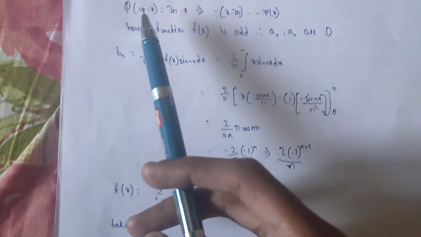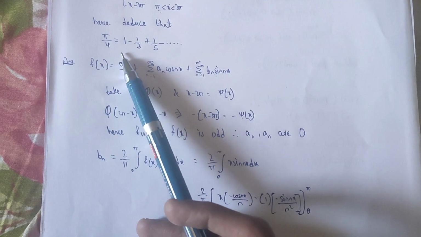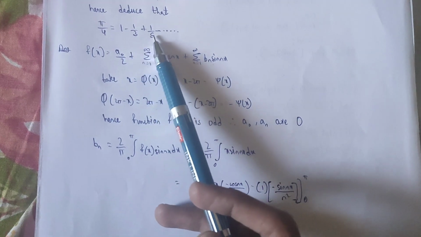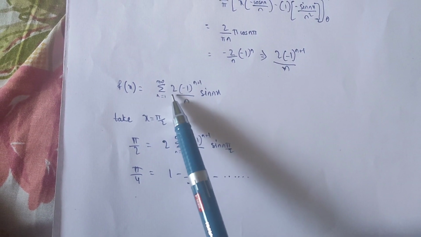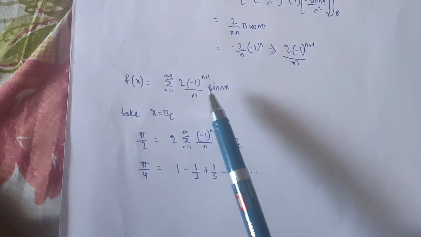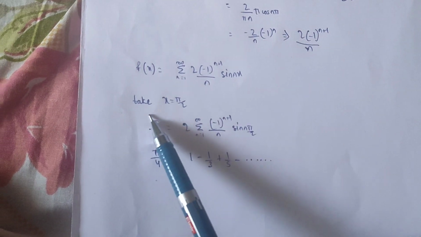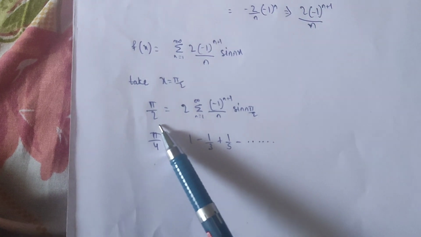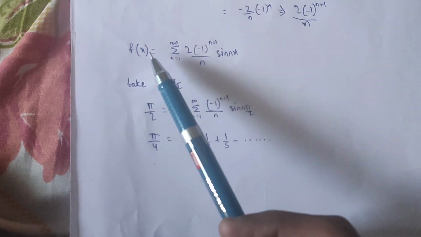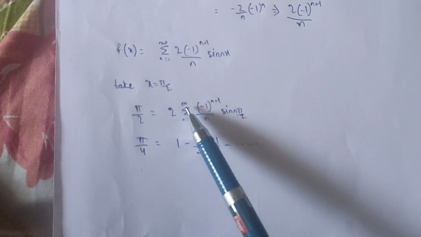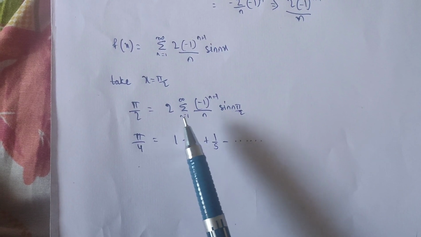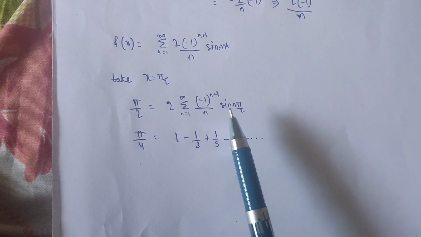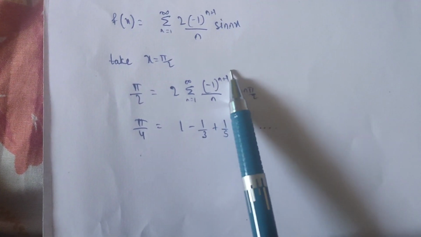Next we deduce the given expression, pi by 4 equal to 1 minus 1 by 3 plus 1 by 5 and so on. So we put this in the formula, summation of 1 to infinity bn sin nx. This is the bn term. We take x as pi by 2, then pi by 2 equal to, we take 2 outside as a constant term, summation of 1 to infinity minus 1 raised to n plus 1 by n sin n pi by 2. 2 comes here, so it's pi by 4.